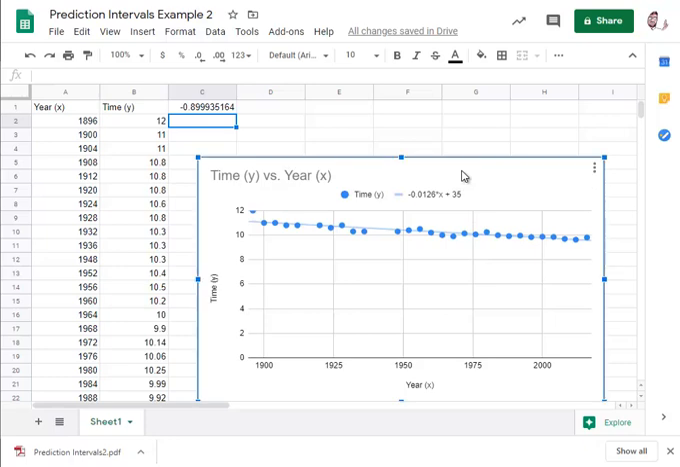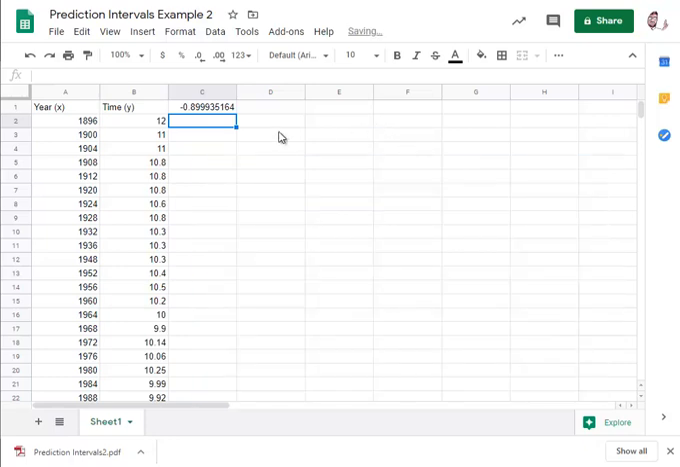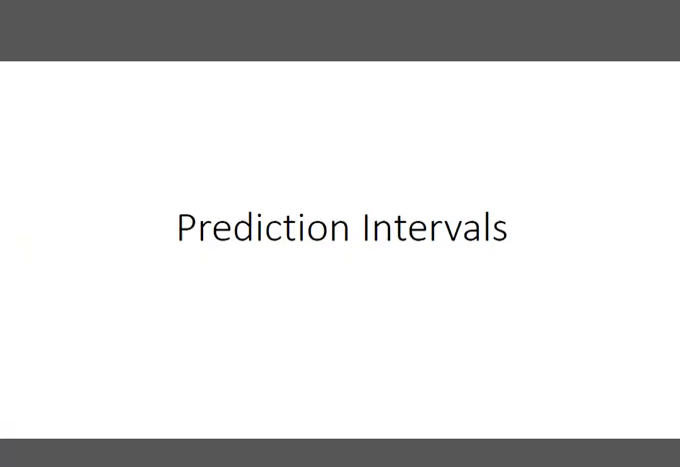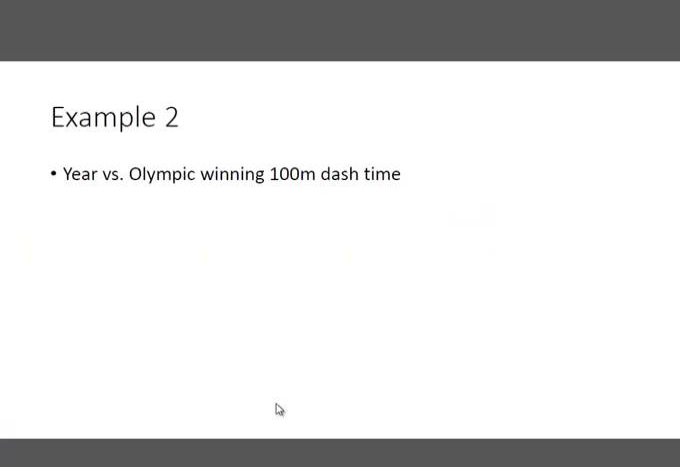So let us get started with this problem. Oops, don't want to delete that just yet. But I will get rid of that. We don't need the correlation coefficient anymore. So here we go.